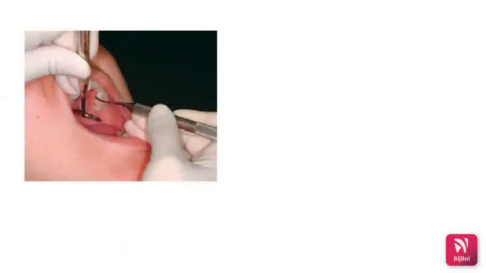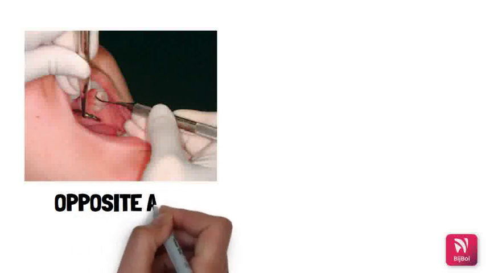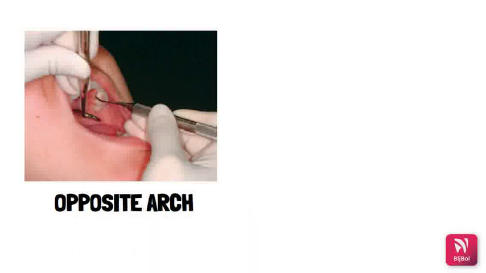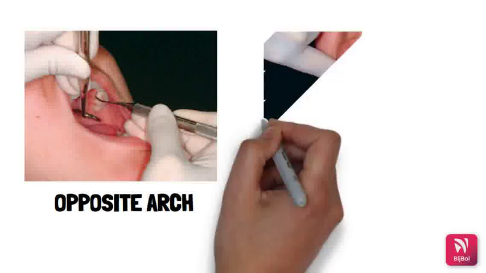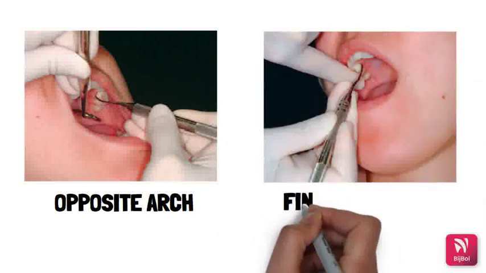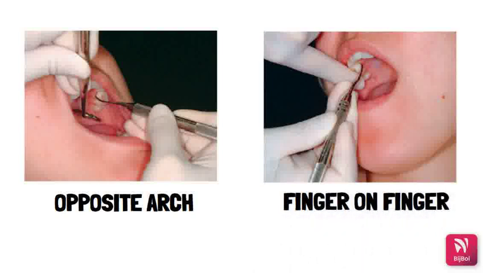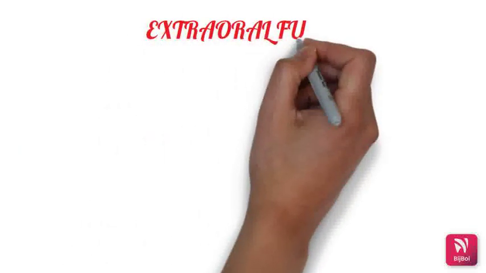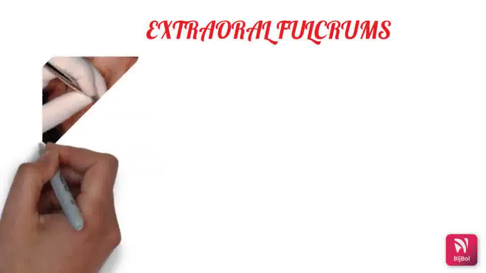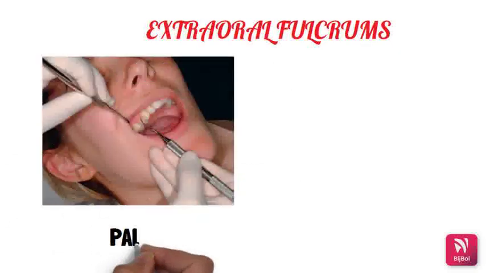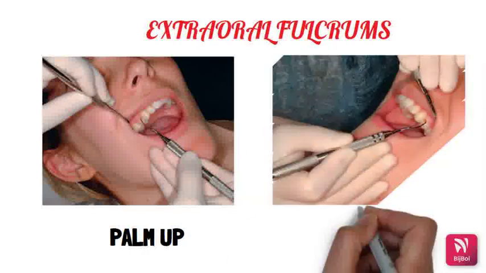The next one is the opposite arch, in which the finger rest is established on the tooth surfaces of the opposite arch. So here, when you're working on the second quadrant, you are taking the finger rest on the third quadrant. This is the opposite arch. Whereas the last one is the finger on finger kind of intraoral rest, in which the finger rest is established on the index finger or the thumb of the non-operating hand. Here in the picture, you can see that on the index finger, the finger rest is being established. Next, we see the extraoral fulcrums, in which we have the palm up and palm down kind of fulcrums. So the first picture is the palm up kind of fulcrum, and the second one is the palm down kind of fulcrum.